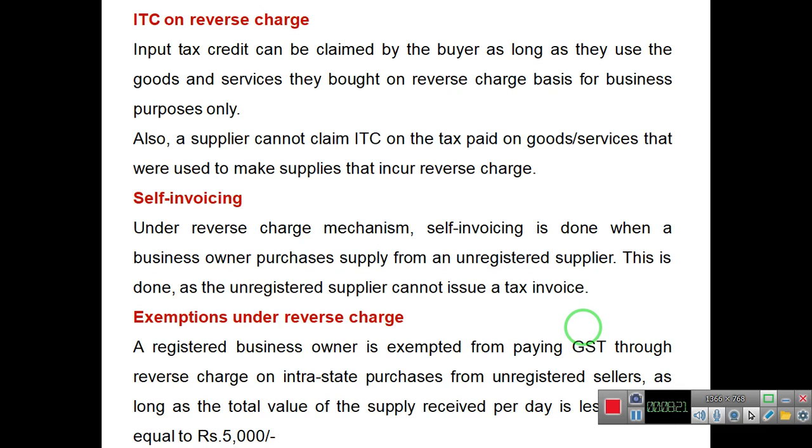Under reverse charge mechanism, self-invoicing is done when a business owner purchases supply from an unregistered supplier. This is done as the unregistered supplier can't issue a tax invoice.